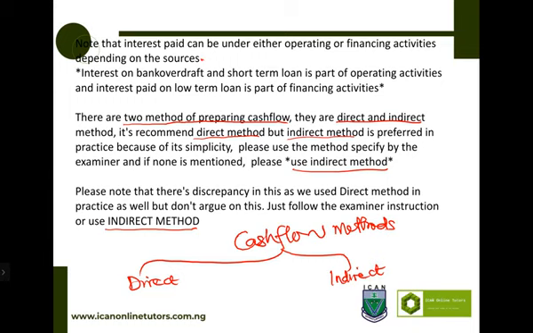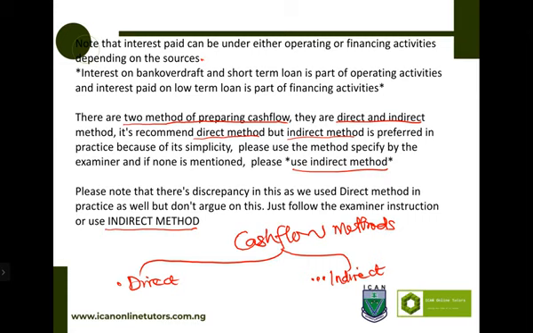But note that there's a discrepancy in this, as we use the direct method in practice as well, but don't argue on this. Just follow the examiner's instruction or use what? Indirect. Why I said don't argue: I've actually seen in practice some use direct. In practice, we use indirect. It depends on your firm and what your boss actually needs. But IAS 7 just said it's either you use direct or indirect. And I don't want us to deliberate much on this.